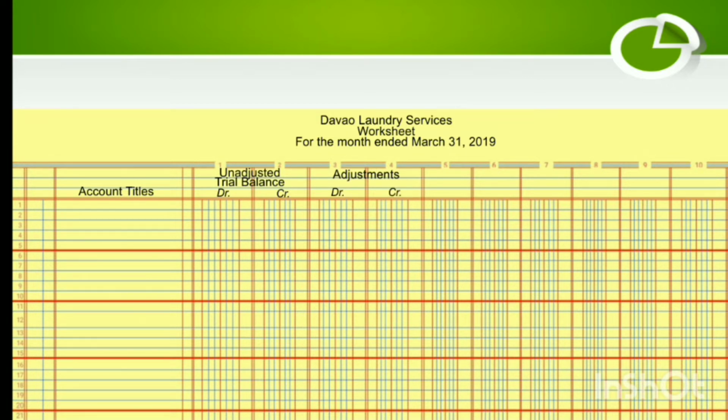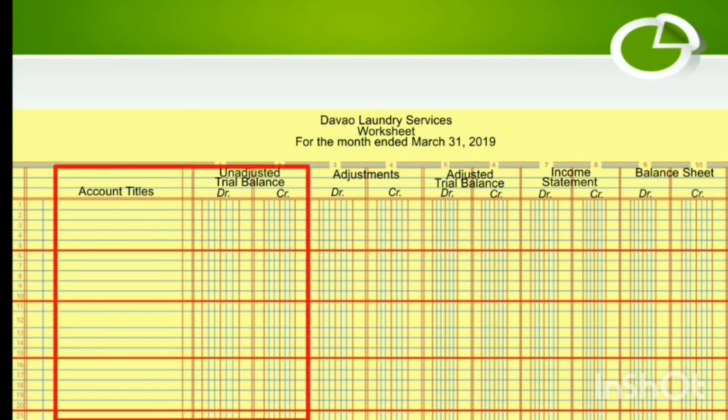The next two columns are for the adjusted trial balance. The left column is for the debit and then the right is for the credit. The next two money columns are for the income statement. The left column is for the debit and then the right is for the credit. And then the last two columns are for the balance sheet. The left is for the debit and then the right is for the credit.